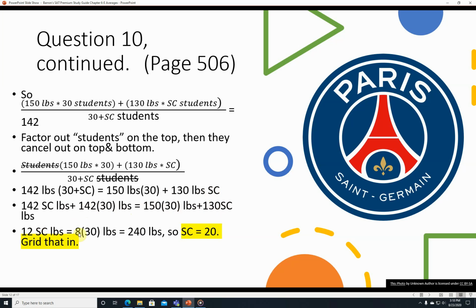You get 12 times SC pounds equals 150 minus 142 times 30 pounds. So that equals 8 times 30 pounds equals 240 pounds. We can divide by pounds, and 12, so then you just end up with SC is equal to 20 because the pounds cancels out, and 240 over 12 is 20. Grid in 20.